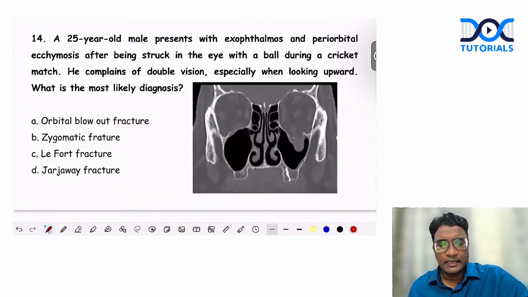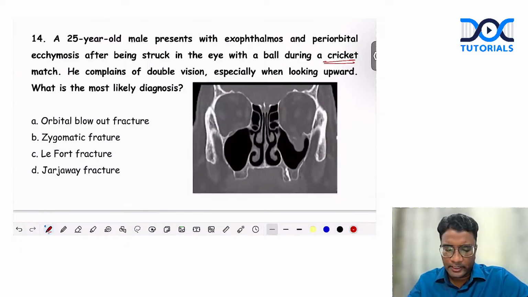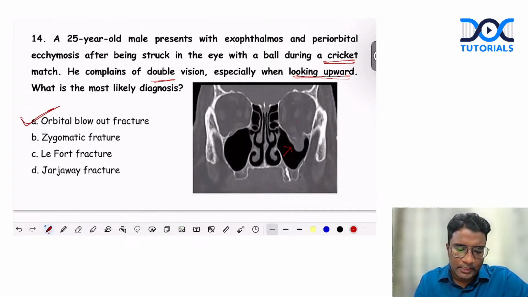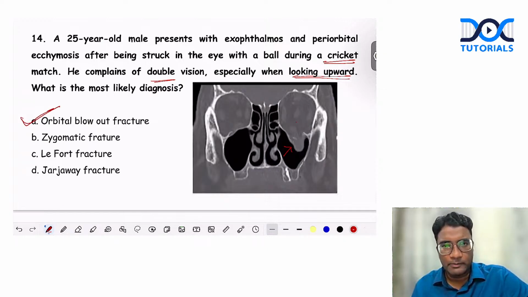Next, again a very common question, a repeat question. A patient had an injury to the eye after being hit by a cricket ball. He had double vision, diplopia, especially when looking upward. On the coronal CT scan, you can see the contents hanging into the maxillary sinus. This is what is called a teardrop fracture or blowout fracture, an orbital floor fracture. So the answer here was teardrop fracture, blowout fracture, or orbital floor fracture.